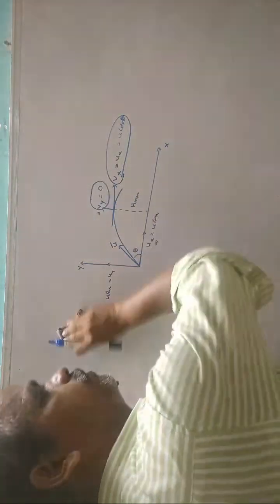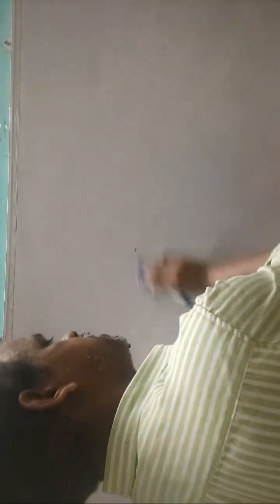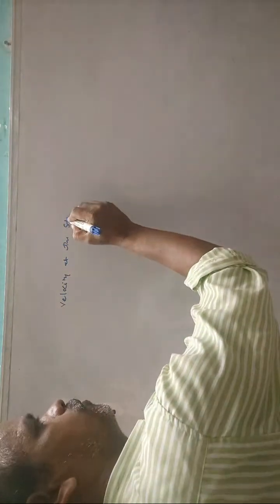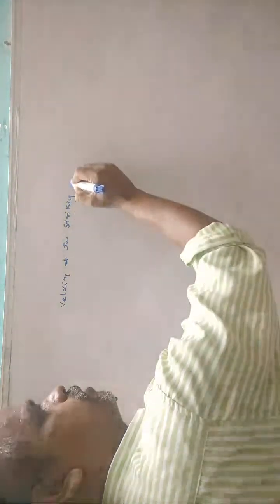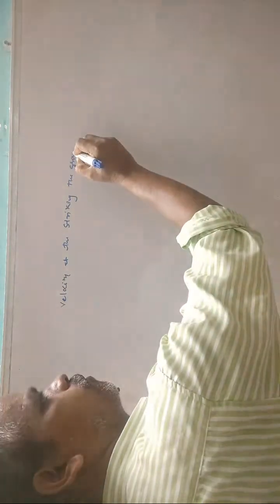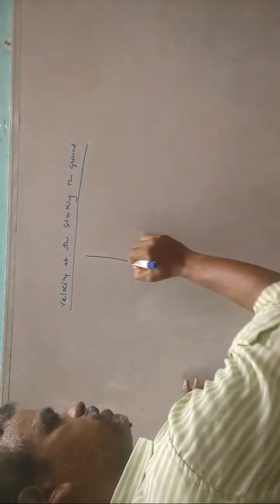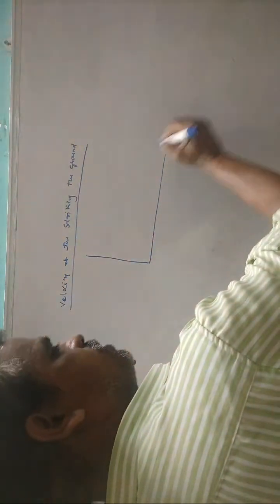Next, velocity at striking the ground. See, here also we will see. We calculated velocity at the top point, so now striking the ground. So what happens here? Just check it.